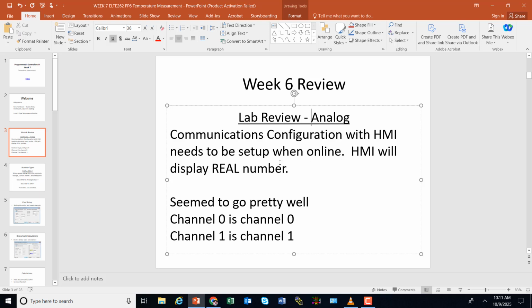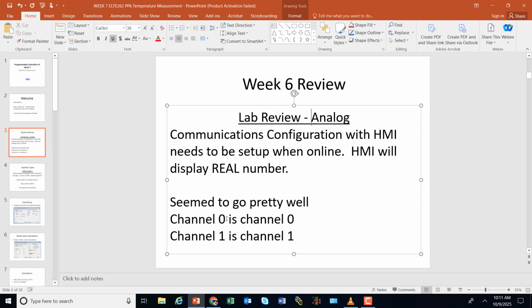Other people passed this number using the command to convert the real number to a string. There's an instruction set to do that. You can research and dig into all the ways that you can modify a string, bring it one direction or the other, depending on what kind of number you want. And then they just pushed out the HMI to display a string, mimicking what the PLC was coming up with. But it'll do a real number. You don't need to get that crazy unless you want to. Like I said, it seemed to go pretty well.